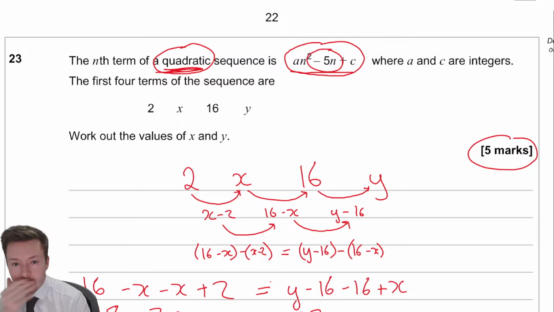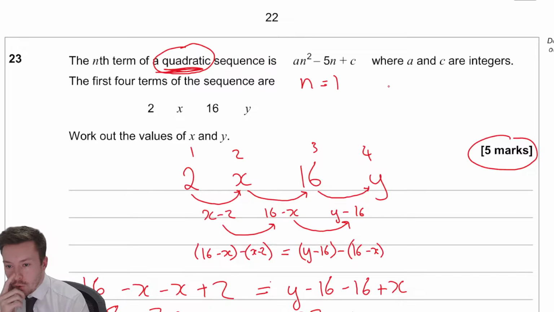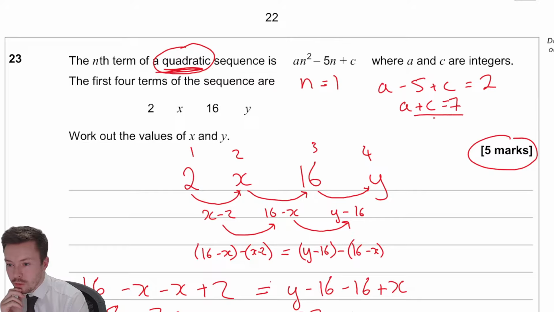So what I'm going to do is substitute in here. So I'm going to say this is my first term, second term, third term, fourth term. If n is 1, so let's do this up here, we get a minus 5 plus c. Okay, and that has to be equal to 2, because that's our first term. 1 squared is 1 times a is a, minus 5 times 1 plus c. Let's rearrange that slightly to get a plus c is equal to 7.